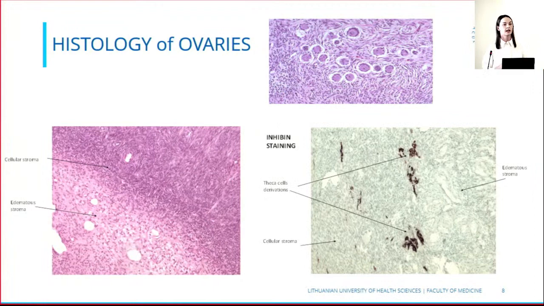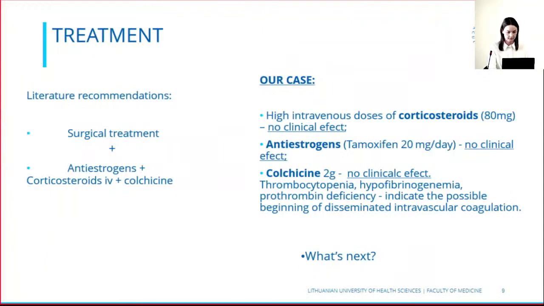And as I said, to diagnose this disease is really hard, because even before pathologists examine the ovaries, they have to suspect this disease, and you have to use inhibin staining because theca cells are inhibin positive. And right here we see after inhibin staining was performed, those brown areas are theca cell derivations. So finally we had the diagnosis, and now we have to figure out how to treat our patient.